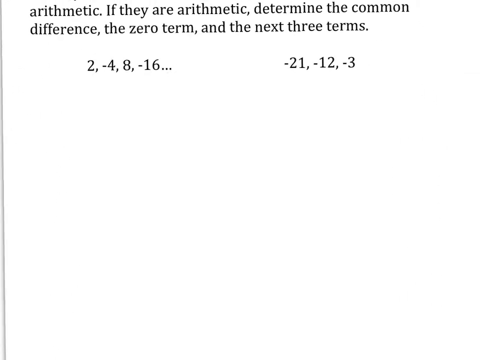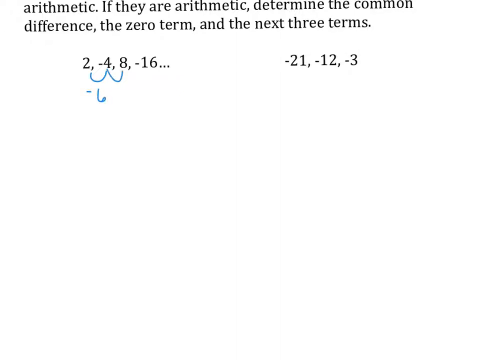Okay, let's identify if the following sequences are arithmetic or not arithmetic. If they are arithmetic, determine the common difference, the zero term, and the next three terms. So with this first example here, I have 2, negative 4, 8, and negative 16. So what's occurring between the 2 and the negative 4? Well, we are subtracting 6.